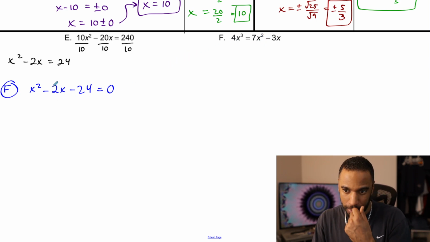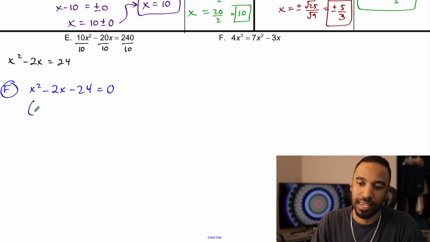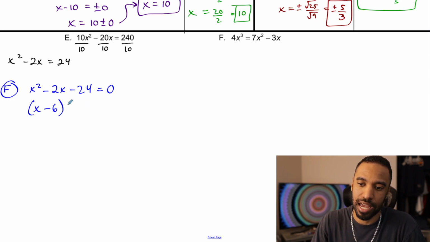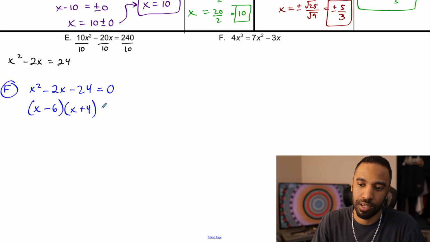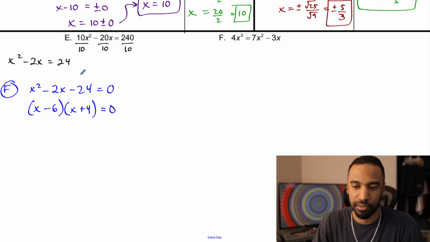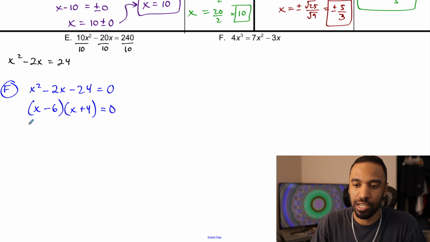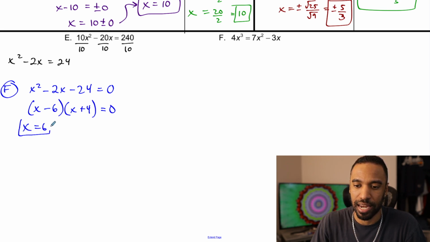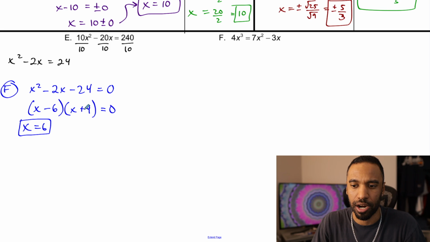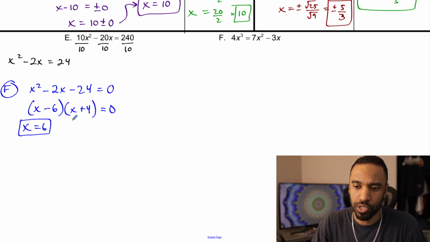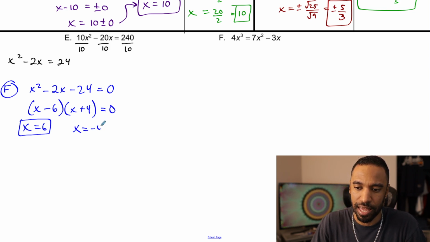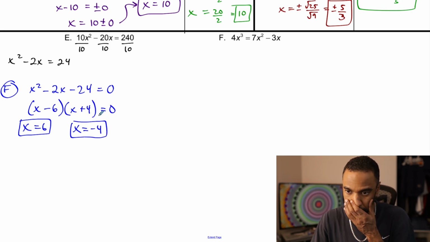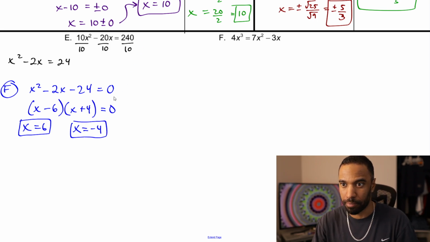So x squared minus 2x minus 24 equals 0. I get x minus 6 times x plus 4 equals 0. Negative 6 times 4 is negative 24, and negative 6 plus 4 is negative 2. So if x minus 6 equals 0, add 6 to both sides, I get x equals 6. This is the zero product property. If x plus 4 equals 0, subtract 4 from both sides, x equals negative 4. You're done there. Probably the way I'd solve that problem.